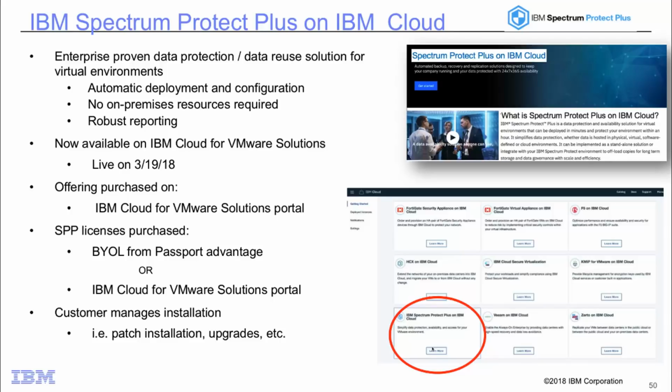Now, in terms of licensing Spectrum Protect Plus in the cloud, you can do it in two ways. If you have your own license, you can bring it with you and use it on the IBM Cloud from Passport Advantage, or you can also license Spectrum Protect Plus on the VMware Solutions portal. Once you do the deployment of Spectrum Protect Plus, however, you will be responsible in this solution for managing it, upgrading it, etc. So it's just a deploy of the appliance.